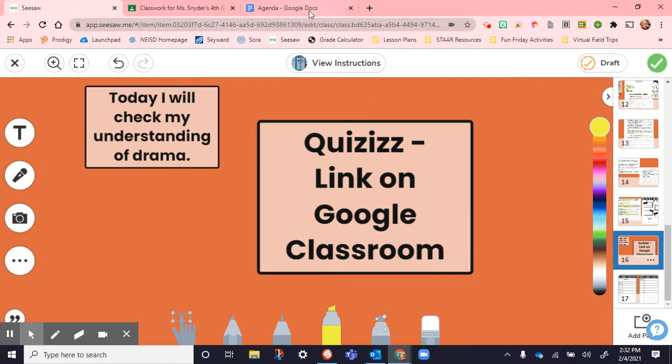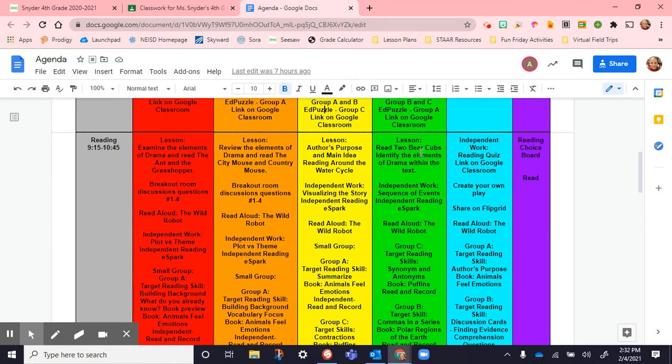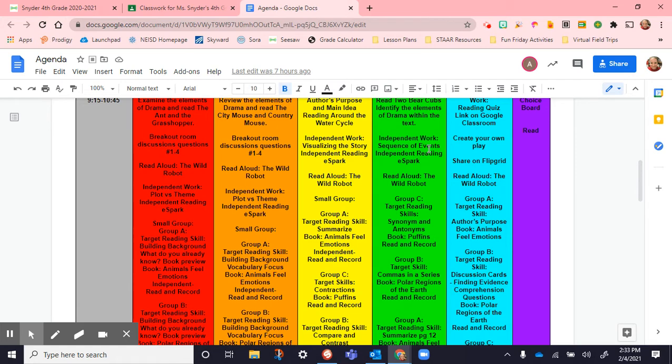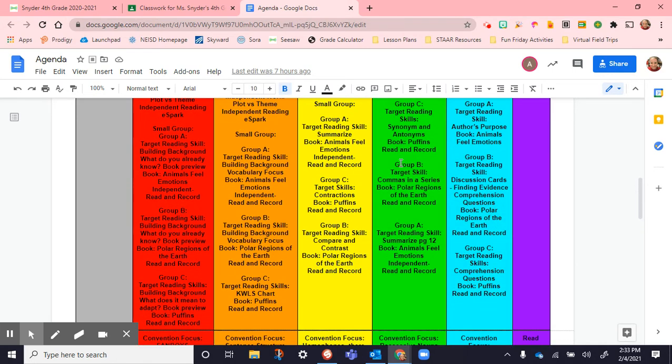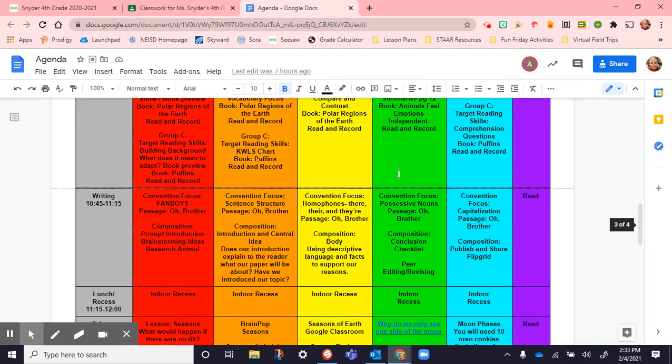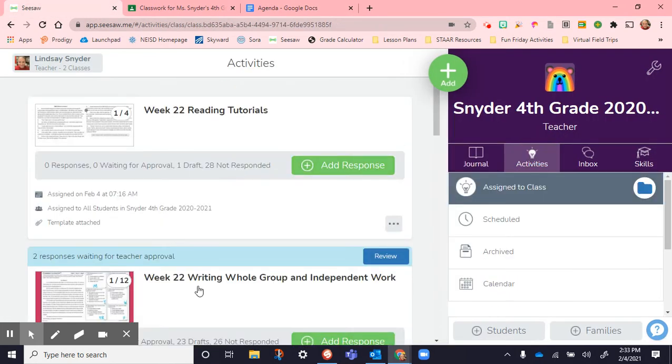And then, where am I looking? Right here, giraffe. All right, then for groups: sequence of events, independent reading, eSpark. We read The Wild Robot. Then each group worked with some writing skills that were connected with our book. So make sure you get those pages done, and your reading should be getting close to being finished. And then for writing today, we went to activities.